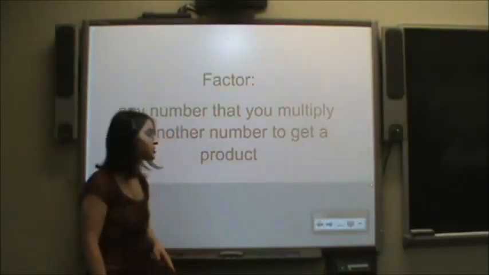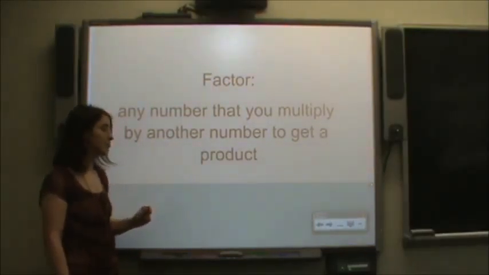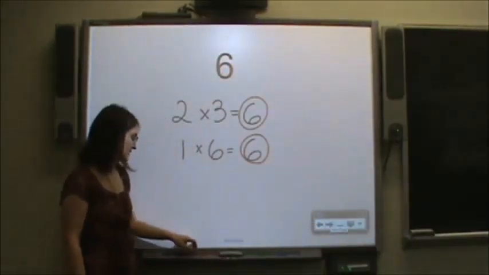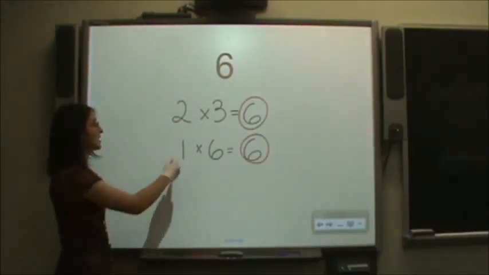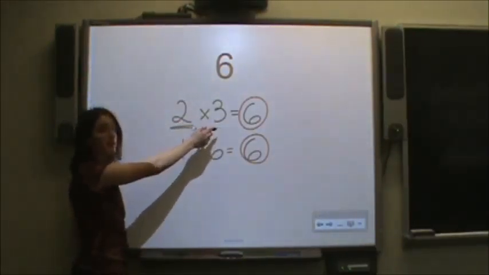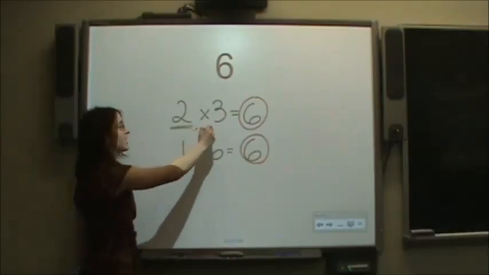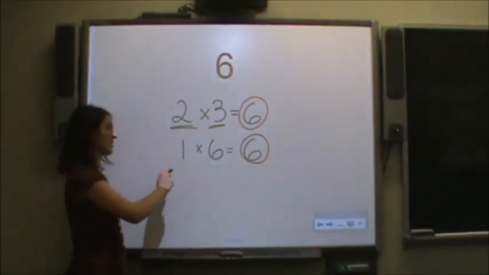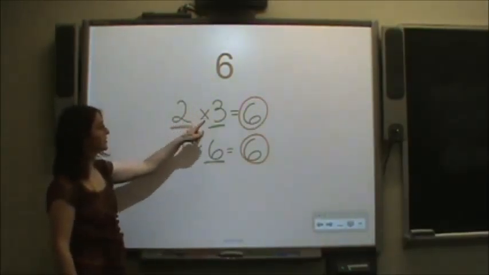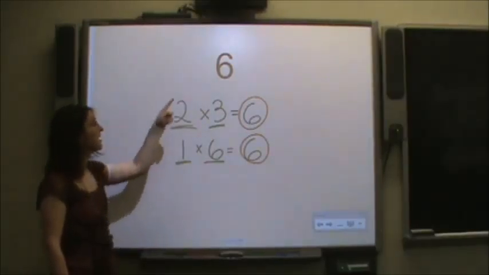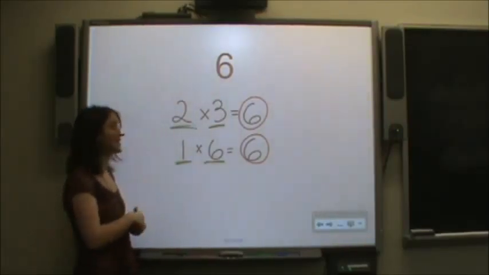Now let's go back to what the definition of a factor is. A factor is any number that you multiply by another number to get a product. I multiplied 2 by another number to get a product of 6. So that means one of my factors is 2. I also multiplied 3 by another number to get 6. I multiplied 1 by another number and 6 by another number. So 1, 2, 3, and 6 are all factors of the number 6 because they're all numbers that when I multiply them by another number, I can get 6.